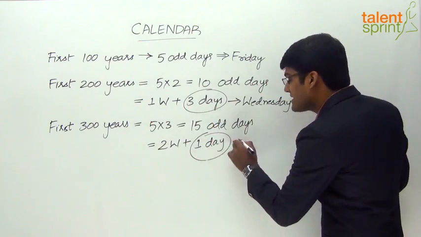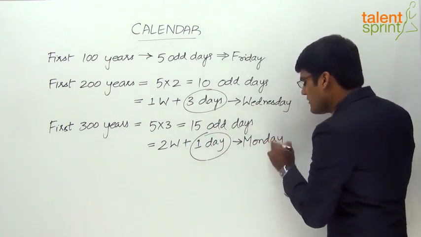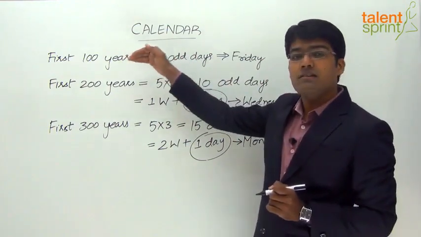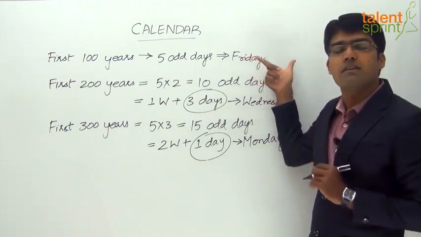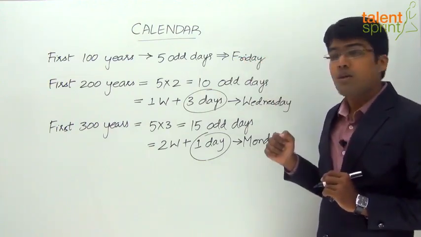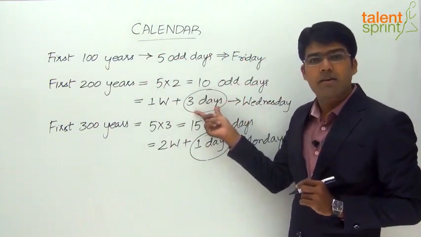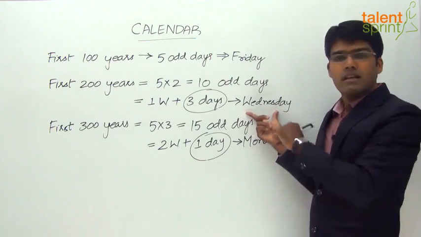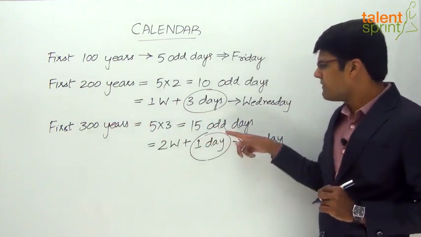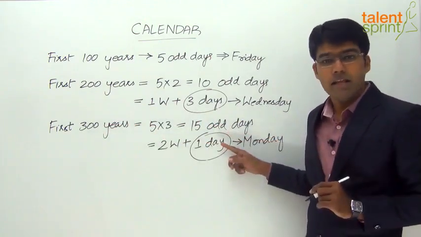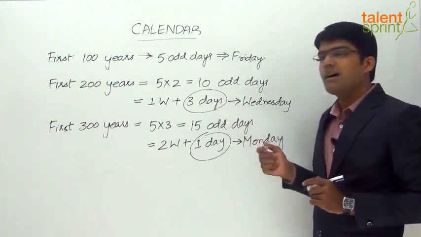So we can say the last day of the 300th year was a Monday. If you observe from the 0th year to the 100th year, there were 5 odd days, so we got the last day of the 100th year as Friday. From the 0th year to 200 years, there were 10 odd days, or simplified as 3 odd days, so the last day of the second century comes out to be a Wednesday. And from the 0th year to 300 years, we have a total of 15 odd days, which can be simplified as 1 odd day. And 1 odd day indicates that the last day of the 300th year was a Monday.